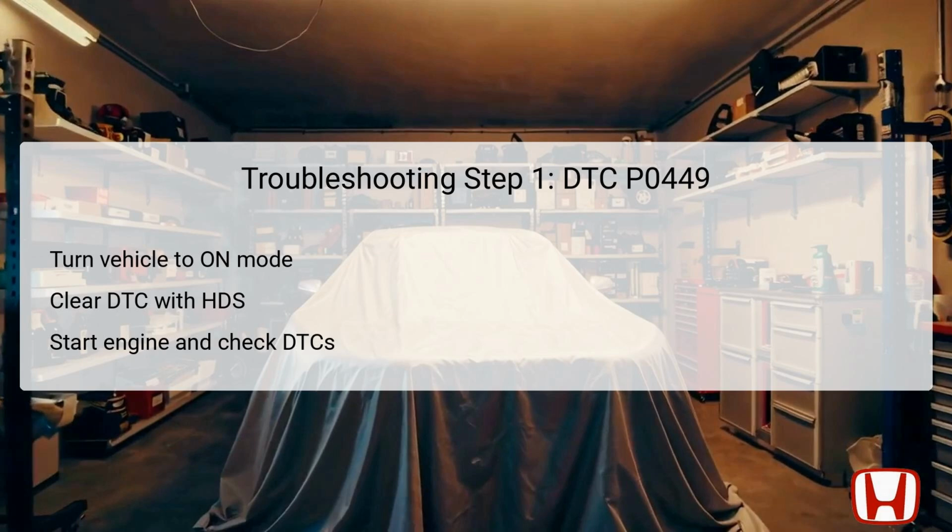If DTC P0449 reappears, it indicates a consistent failure in the EVAP canister vent shut valve circuit. It is essential to ensure that the HDS is used efficiently to capture accurate readings, as this will direct subsequent troubleshooting efforts. Conversely, if the code does not appear again, it may suggest intermittent issues, warranting further inspection of electrical connections and wiring integrity before proceeding.